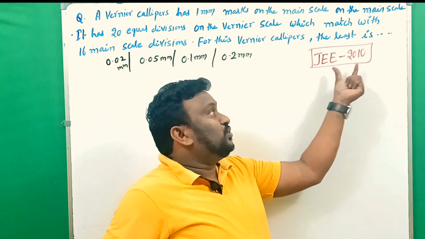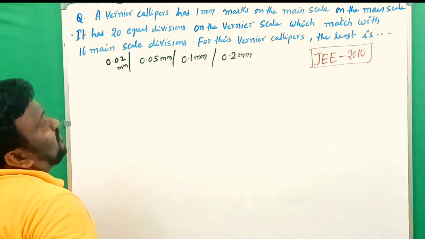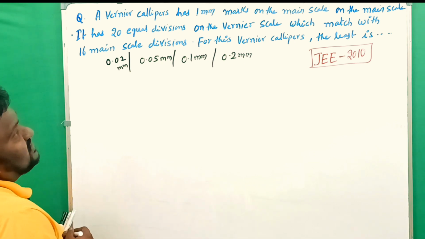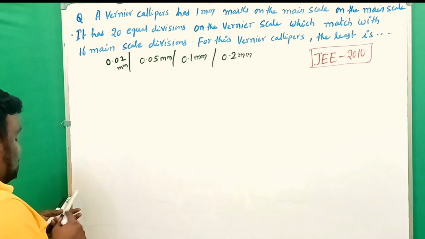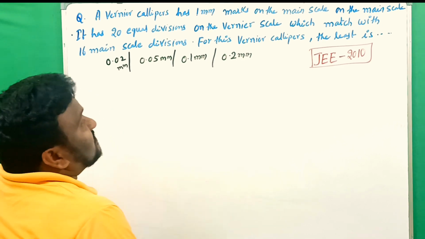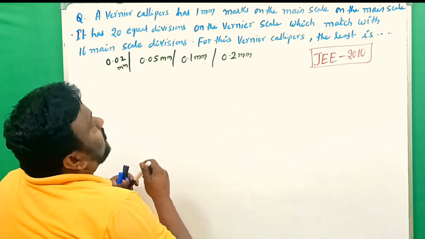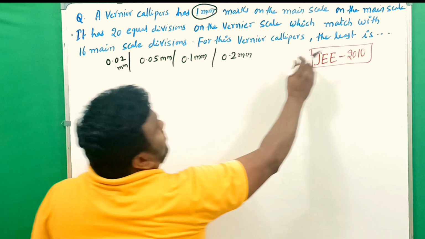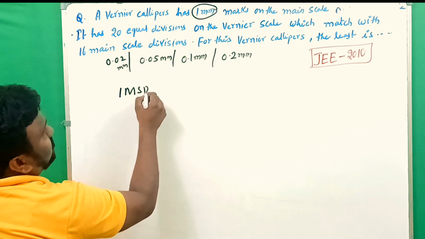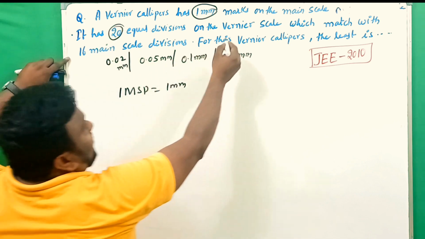It is also given in JEE 2010. A vernier calipers has 1 millimeter marks on the main scale. It has 20 equal divisions on the vernier scale which match with the 16 main scale divisions. For this vernier calipers the least count is, a vernier calipers has 1 millimeter marks on the main scale. So one main scale division he was given, how much is it? Equal to 1 millimeter. And next, 20 equal divisions on vernier scale.